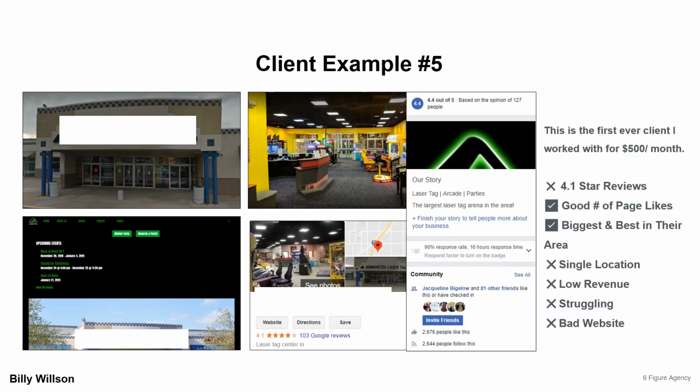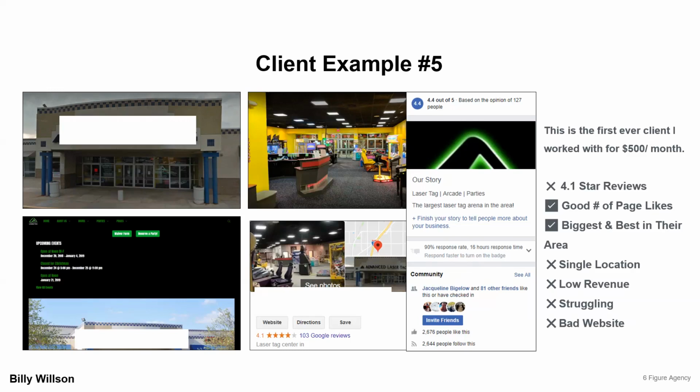So this is kind of an example client that shows they can still have some of these good dream client features, but it's the bad things that outweigh these dream client features that really make it not a good client to work with. They were a single location, low revenue, and struggling, which you never want to work with: struggling businesses. And they had a bad website.